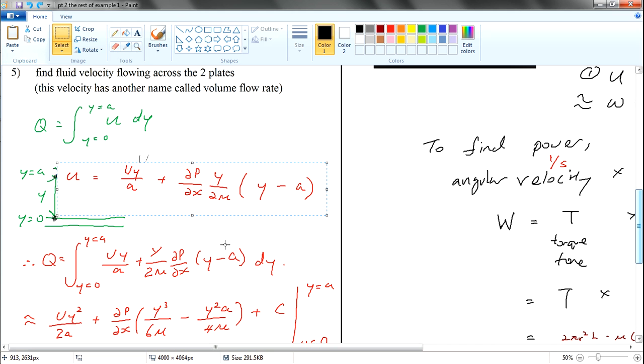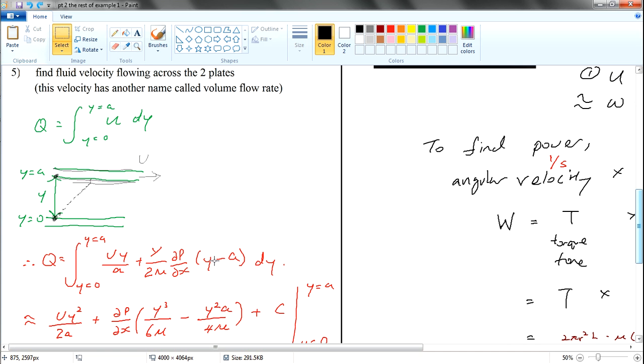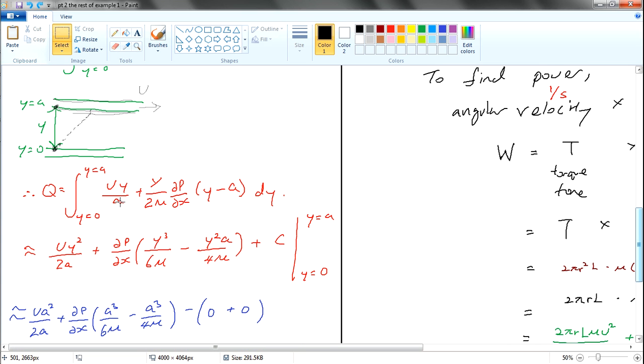They're the same. y over 2 nu. And then I integrate them. So when I integrate u y over a, you have U y squared over 2a plus del p del x, which stays constant throughout, and then y over 2 nu. y over 2 nu, you multiply y, you have y squared. y squared over 2 nu, if you integrate, you have y cubed over 6 nu, right? So this is where it is.